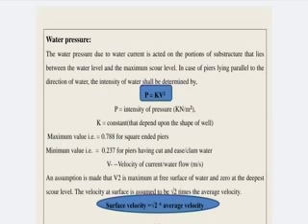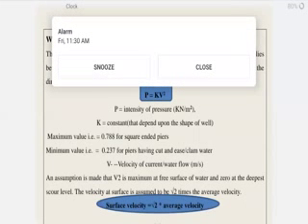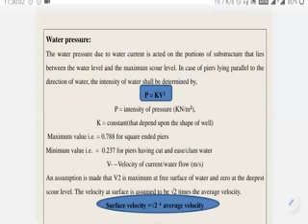Now we'll see what P is. P is nothing but the intensity of pressure, having the unit kilonewton per meter square, and K is nothing but a constant that depends upon the shape of the well. The maximum value is 0.788 for a square ended pier. If you have a square ended well foundation, then in that case the value of K should be 0.788. The minimum value of K is 0.237 for piers having cut and ease water, that is, calm water.